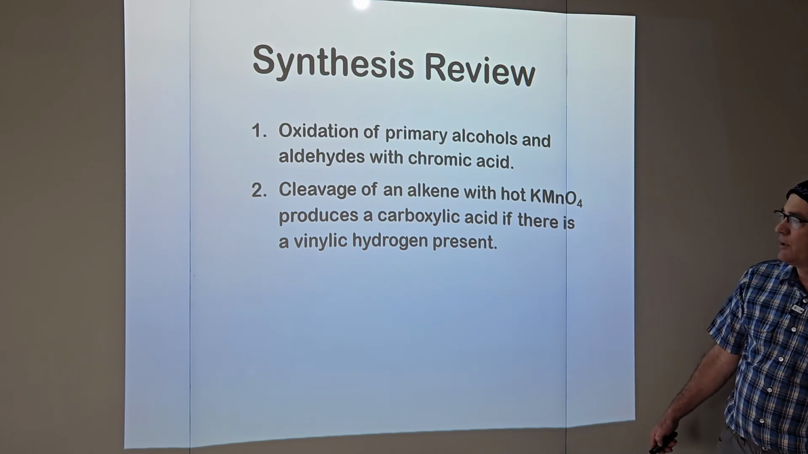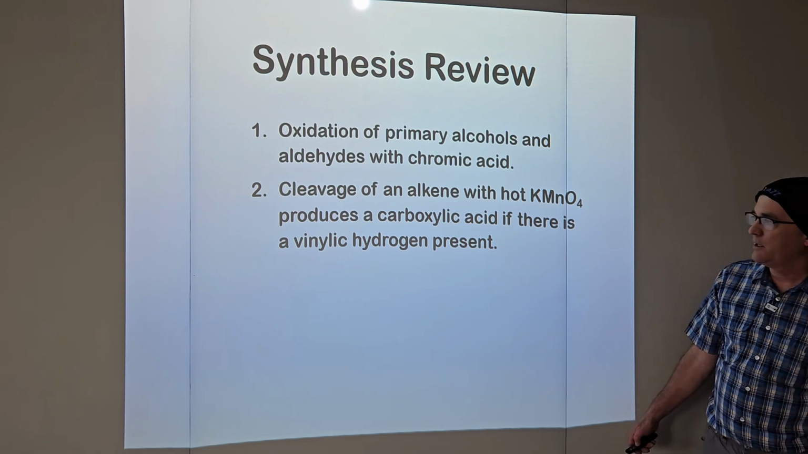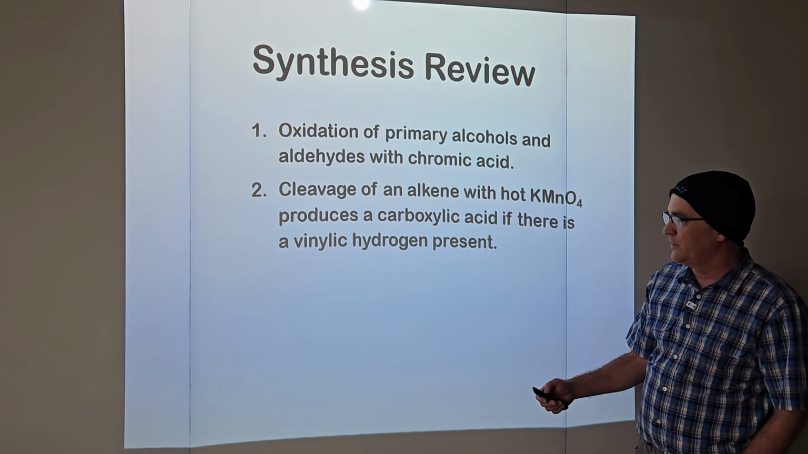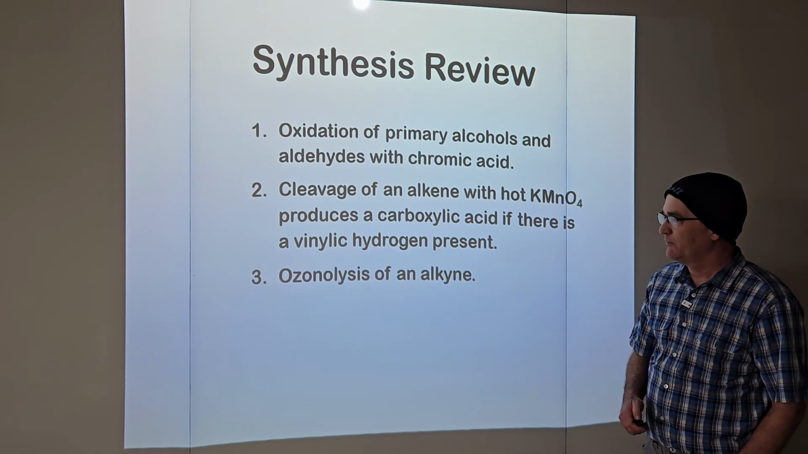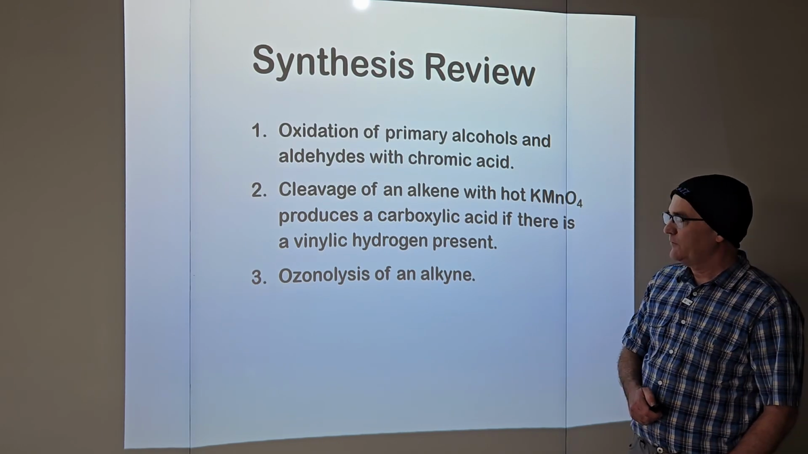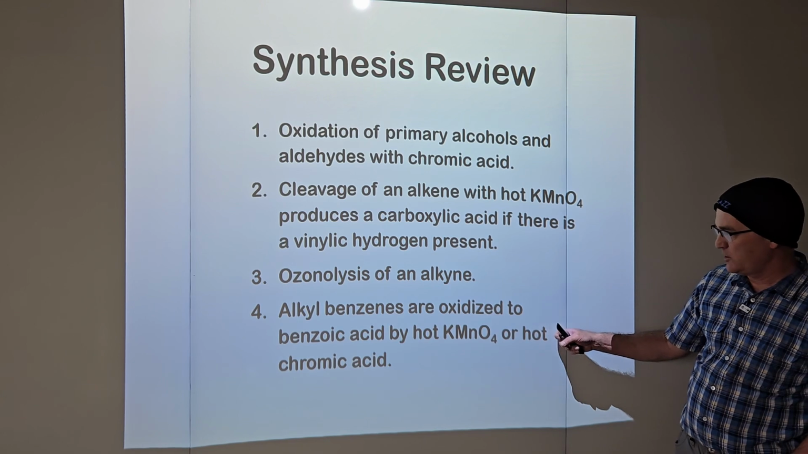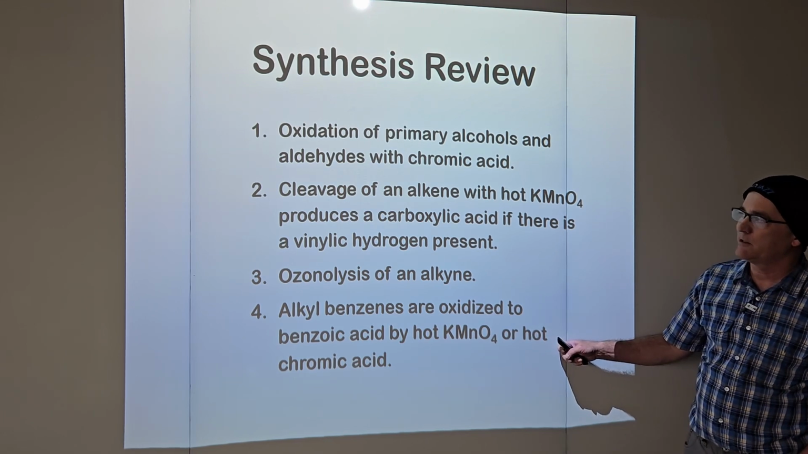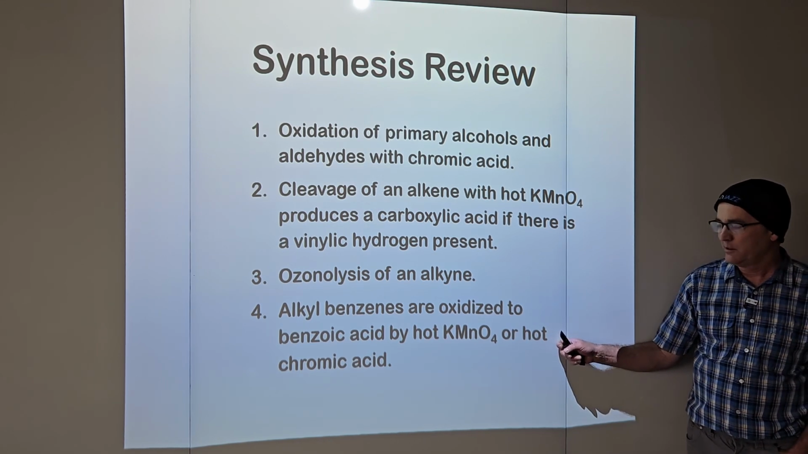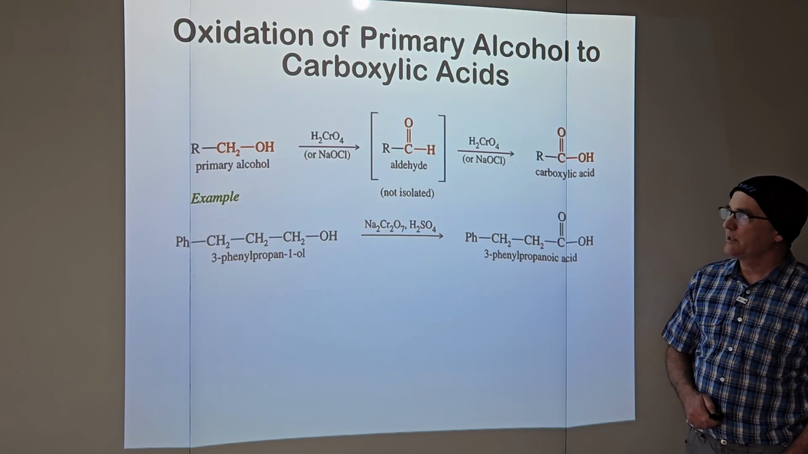Cleavage of an alkene with hot potassium permanganate produces a carboxylic acid if there is a vinylic hydrogen. Vinylic, that's how I like to say their flavor, vinylic. Ozonolysis of an alkyne. Can we think of any more? Alkylbenzene, the side chain oxidation. That's the last thing we learned in chapter 17. All the different ways to make a carboxylic acid.